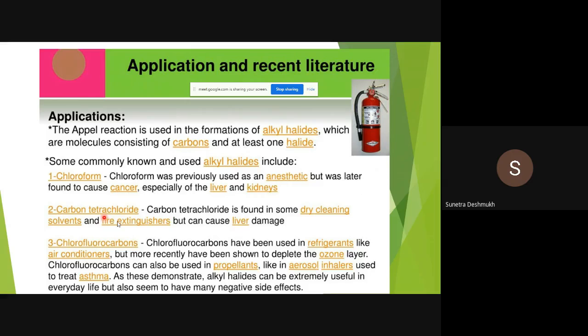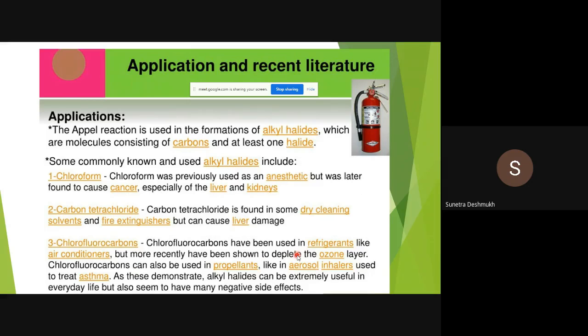Two, carbon tetrachloride, second application, CCl4 formation. Carbon tetrachloride is found in some dry cleaning solvents, fire extinguishers, and can cause liver damage. So there are disadvantages also of these chemicals. Third application, chlorofluorocarbons we can synthesize. So CFCs we can use in refrigerants, as a cooling agent, air conditioners. But more recently they have been shown to deplete the ozone layer.